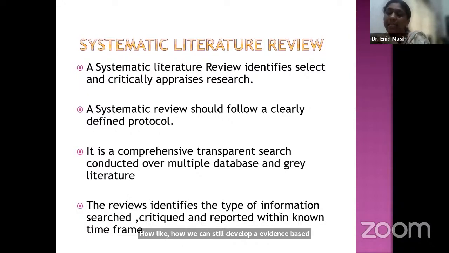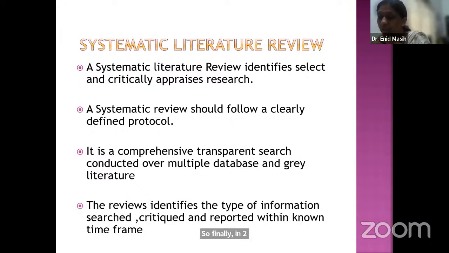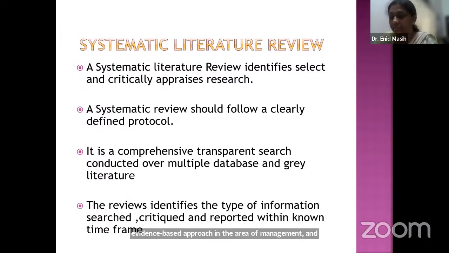So finally, in 2003, Cranfield discussed the origin of the evidence-based approach in the area of management, and then later, not only in management but in different areas of the humanities, this concept of systematic literature review came into the picture.